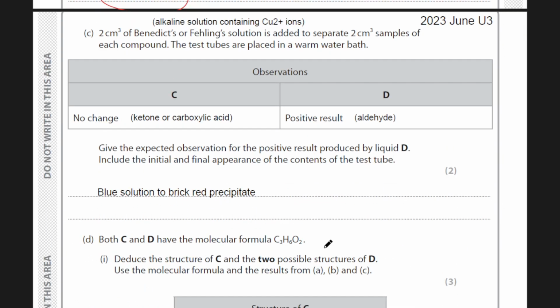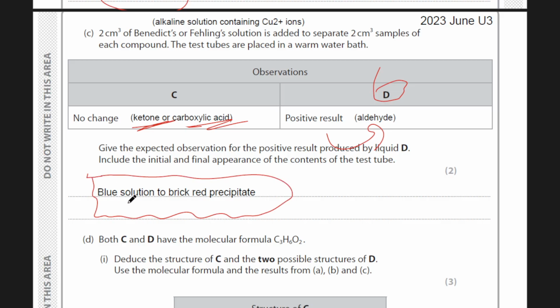Next question here, they said Benedict's or Fehling's solution is added. Again, we tend to use Benedict's or Fehling's in order to see the presence of carbonyl groups, more specifically aldehyde. So whichever one reacts, we can clearly see that D reacts, so D will have an aldehyde group, while the other one might be a ketone or a carboxylic acid. The positive result that is going to be seen is that the blue solution of Benedict's is going to turn a brick red precipitate in the case of D.